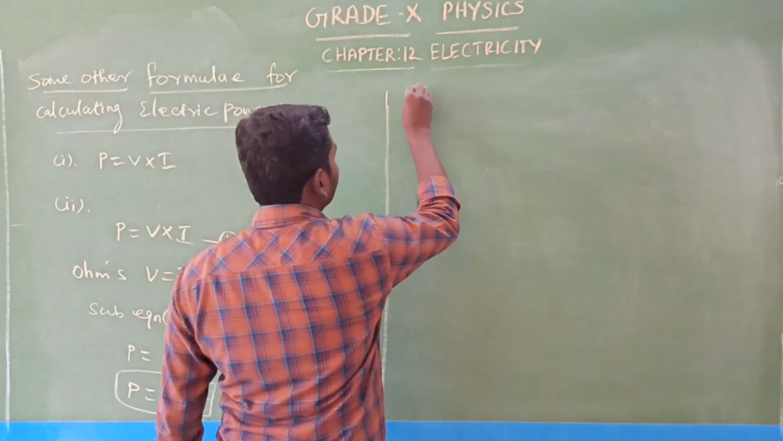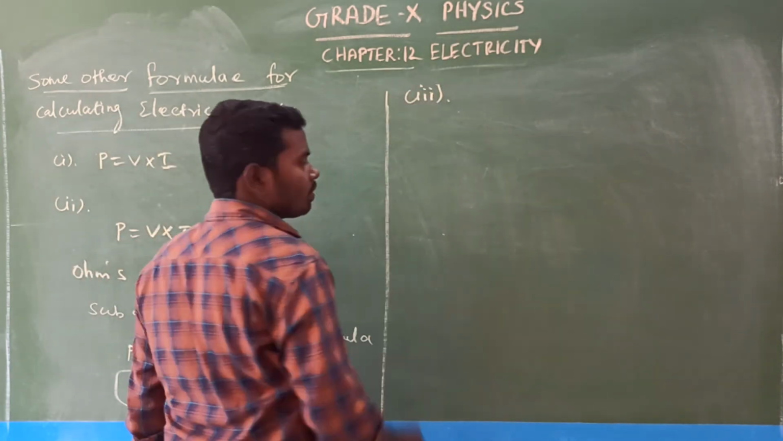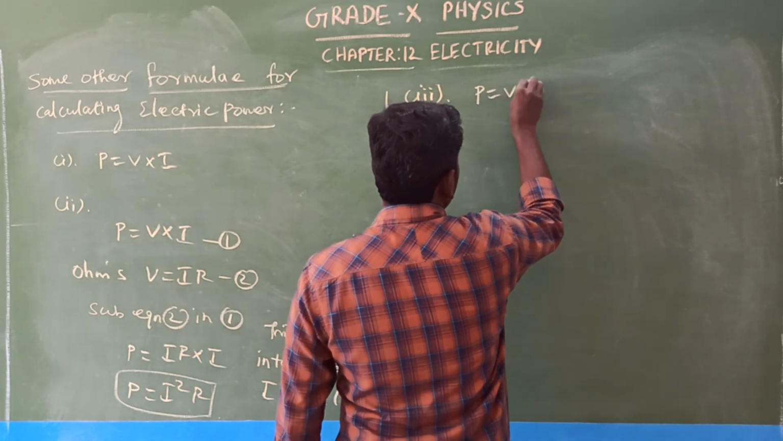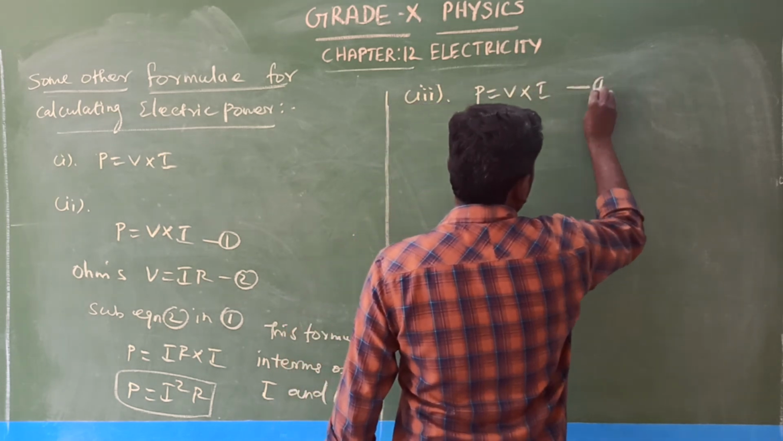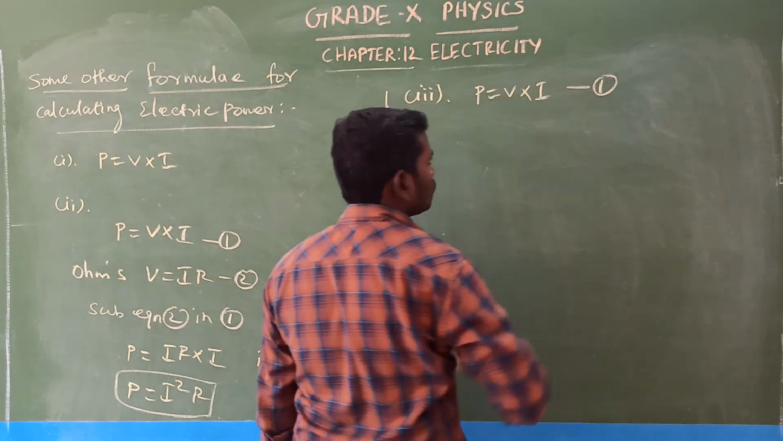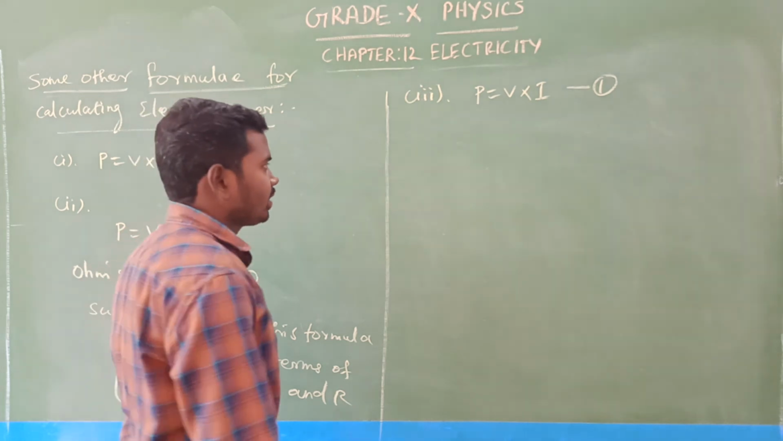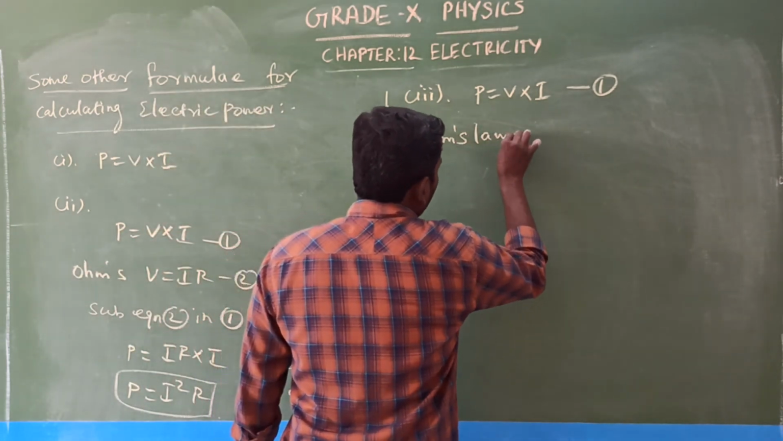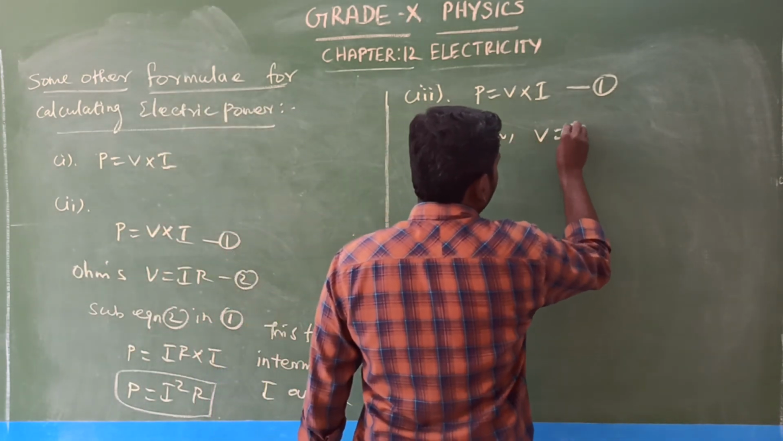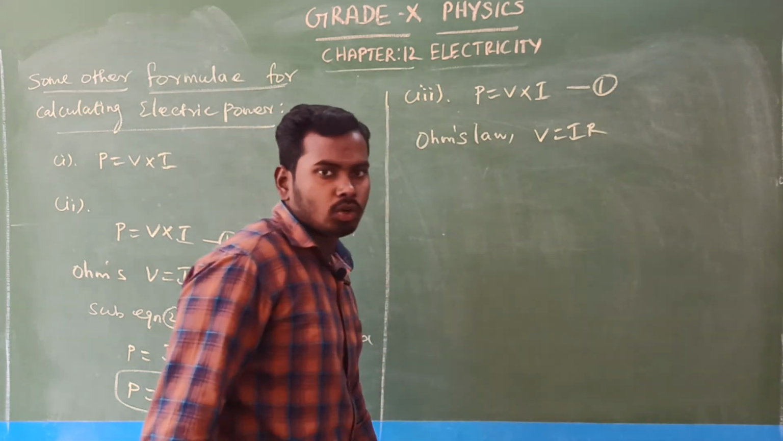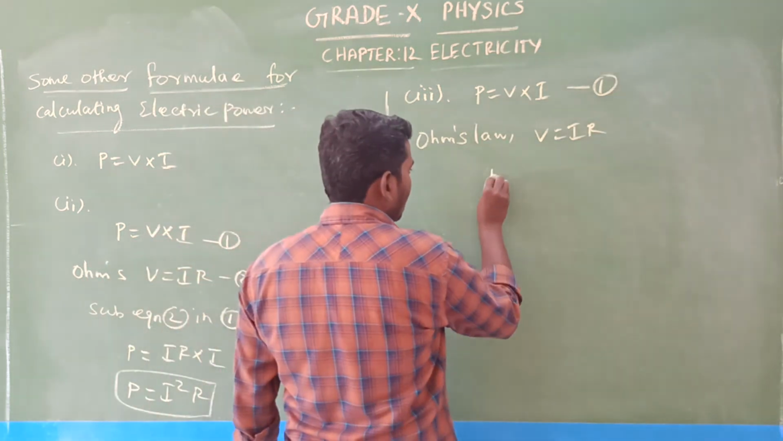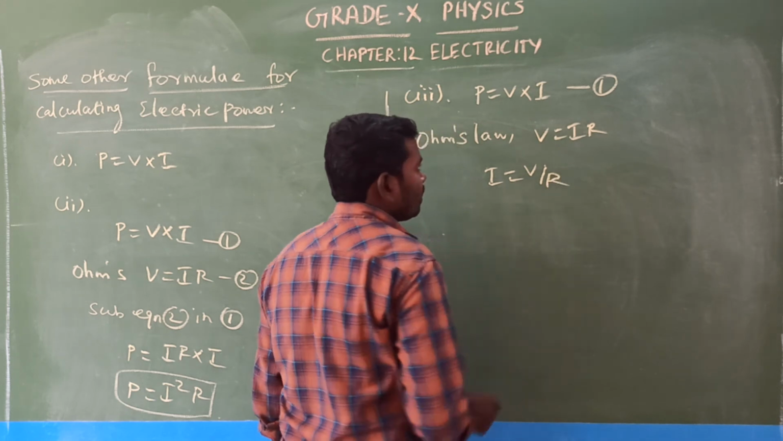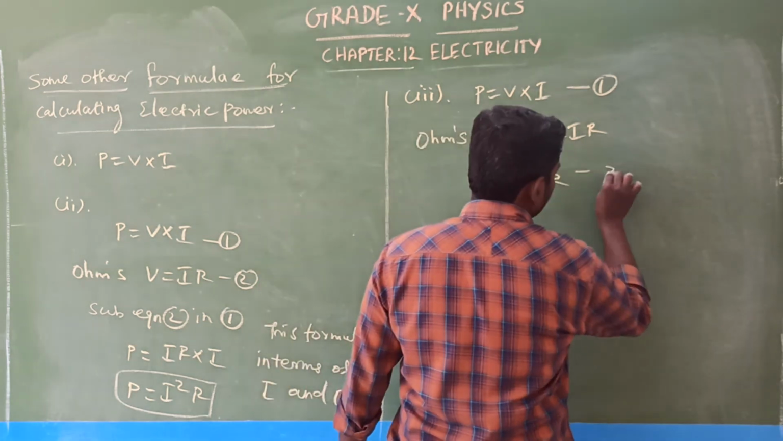Third formula. What is the third formula, sir? Okay, so already we know power is equal to V into I. Consider this equation 1. Power is equal to V into I, which means voltage into current. According to Ohm's law, V equal to IR. But what is I, sir? I is equal to V by R. Consider this equation 2.